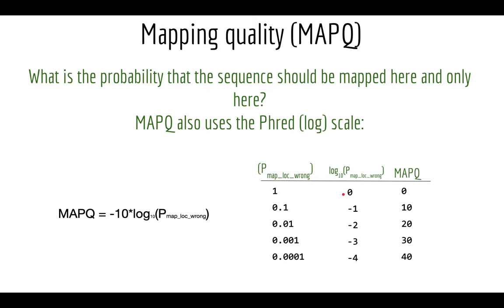That means the log 10 of that is 0, so the mapping quality is going to be 0. If the probability that the mapping location is wrong is 0.1, we went through this math before, then the base 10 log of that is negative 1, so we get a mapping quality of 10. And when we get all the way out to a probability that the mapping location is wrong of 0.0001, we've got a mapping quality of 40. So same notion as the base quality stuff. The higher the mapping quality, the more confident the aligner was that the location it chose to map the sequence was the right location, and there were very few, if any, alternative locations in the reference.